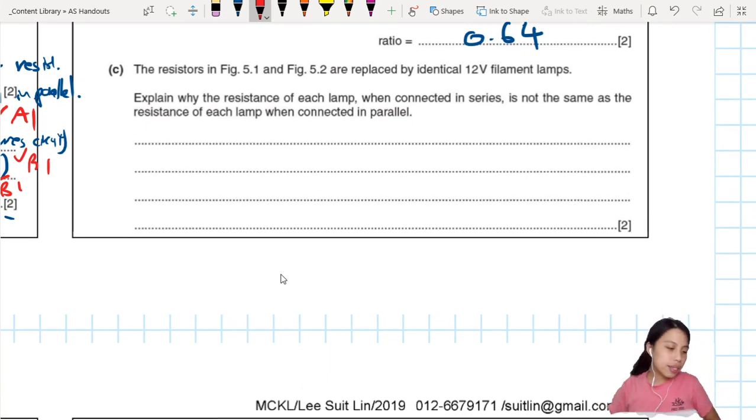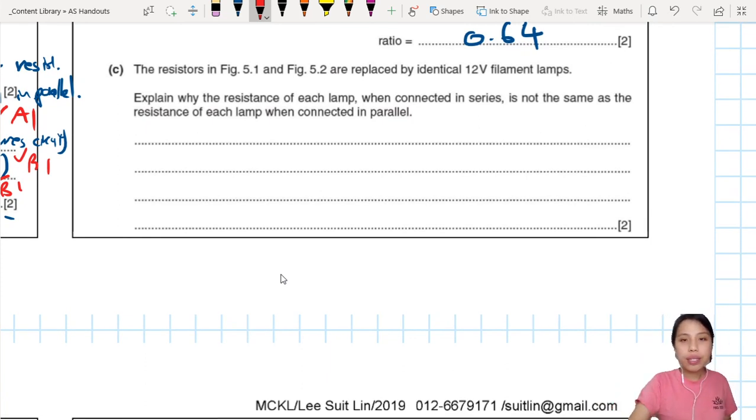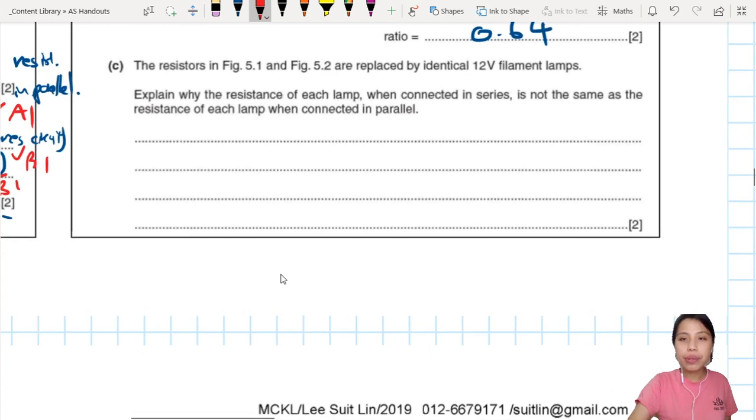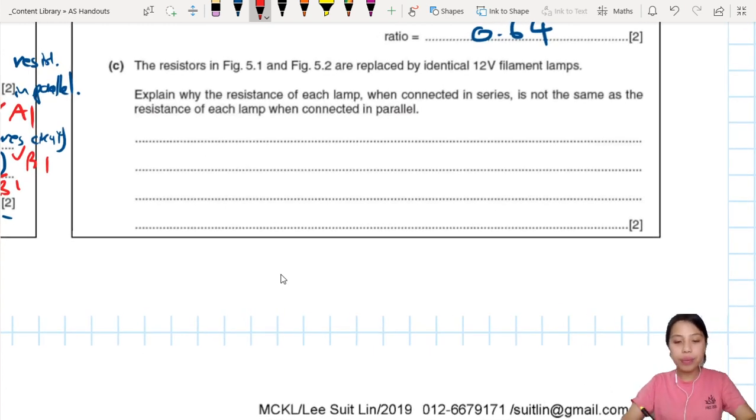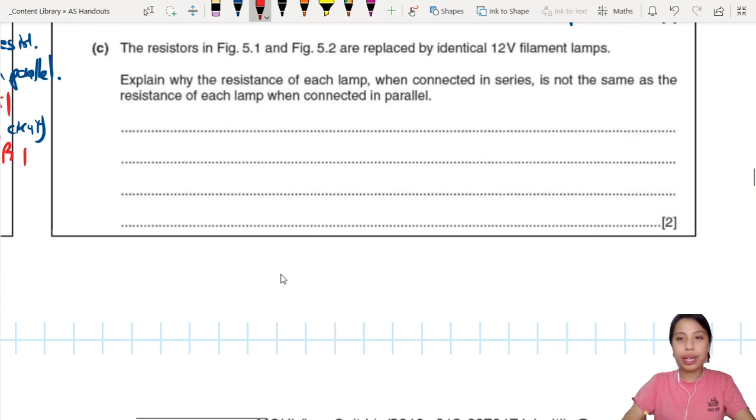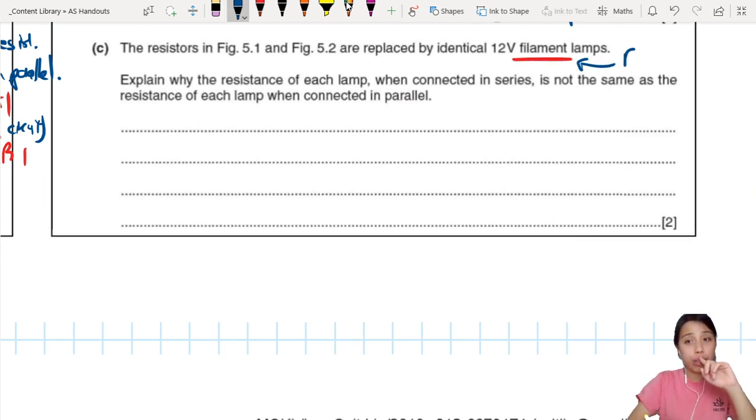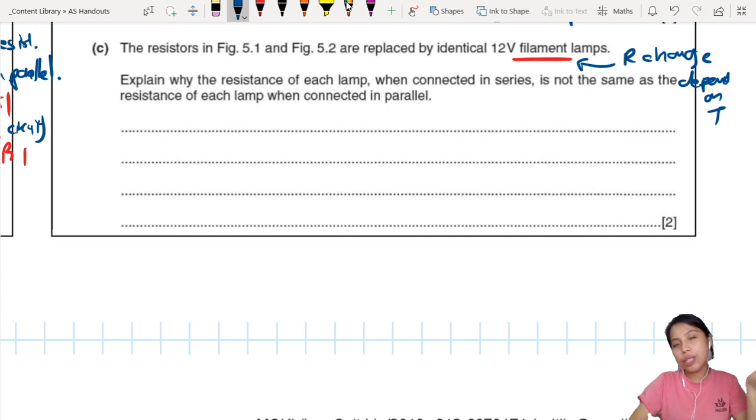Okay, so let's see. How do we do this? The resistors are replaced with filament lamps. When you see the word filament, some bells should ring in your head. Filament lamp means their resistance will change, depending on temperature, which depends on I or V.